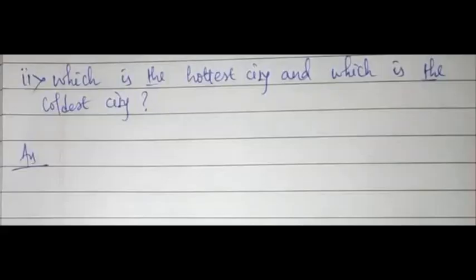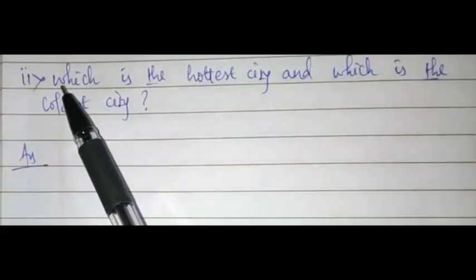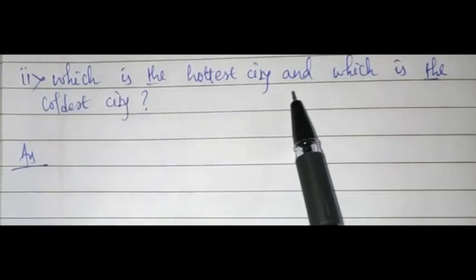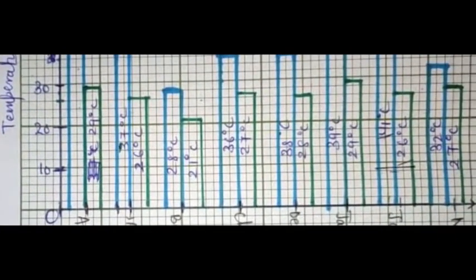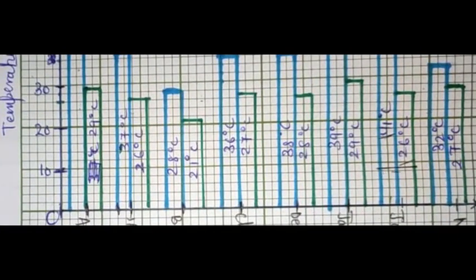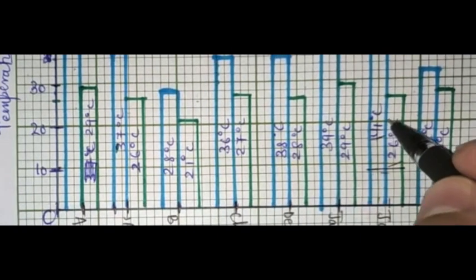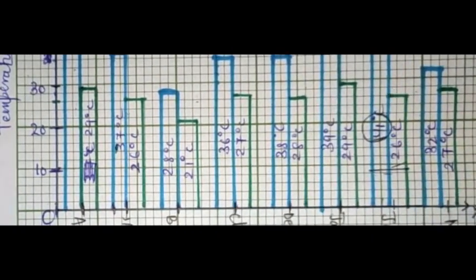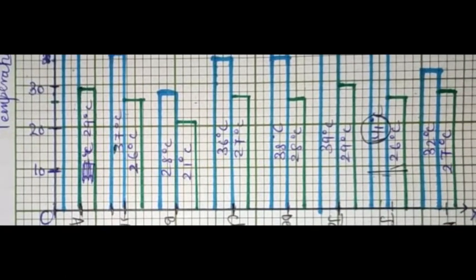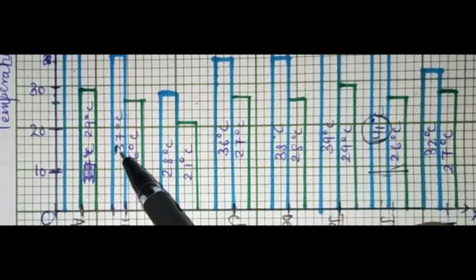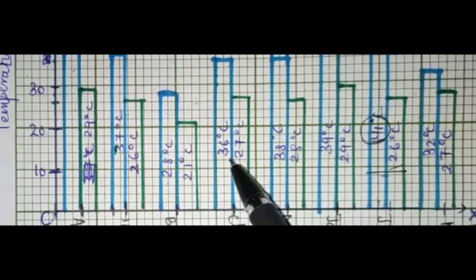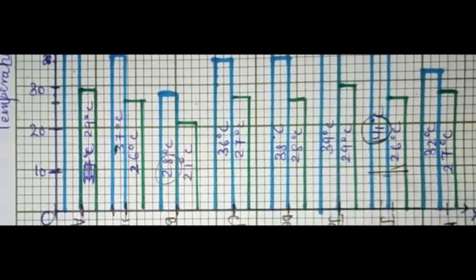Proceeding to sub-question 2 of question 6: which is the hottest city and which is the coldest city? You just have to look at this bar graph to understand which is the hottest and which is the coldest place. Among these, the maximum temperature we can find in Jammu, 41 degrees Celsius, so this is the hottest, and the coldest place, looking at the maximums 38, 37, 36 and 28, is Bangalore with 28.